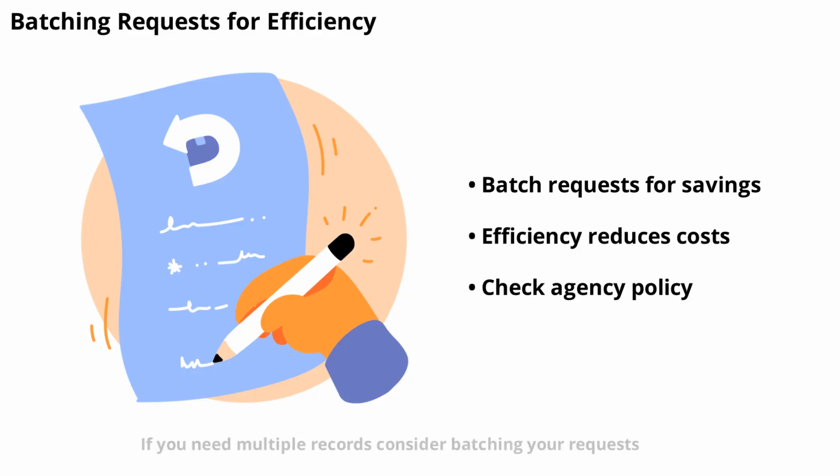If you need multiple records, consider batching your requests. Some agencies offer reduced fees for combined requests, as it can be more efficient to process them together. This approach can save both time and money, especially if the records are related or stored in the same location. Always check with the agency to see if batching is an option and how it might affect your fees.